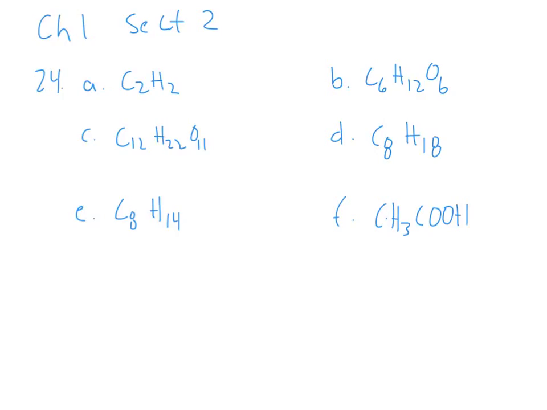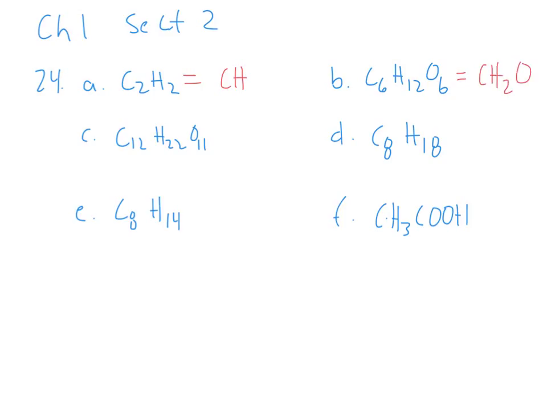Welcome. This video is going to continue looking at solutions to the Section 2 questions from Chapter 1, starting with question 24. And question 24 asks you to find the empirical formulas of the following compounds. So you just have to see if you can divide all the subscripts by a common denominator, I guess. So this could simplify to CH if I divide by 2. B, I can also divide by 6 and get CH2O.